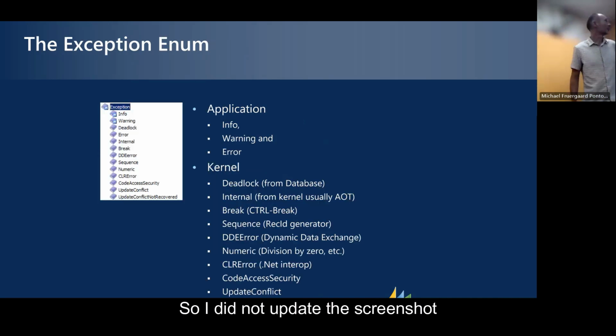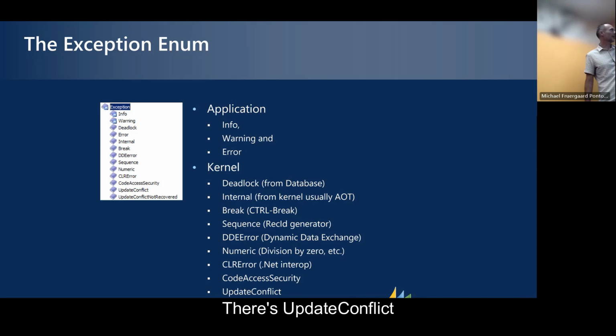Okay. So I did not update the screenshot, but there's like 20, and here's some of them. There's update conflict, there's update conflict not resolved, and there are a few more. There's a transient SQL error. So you can catch each of these if you want.